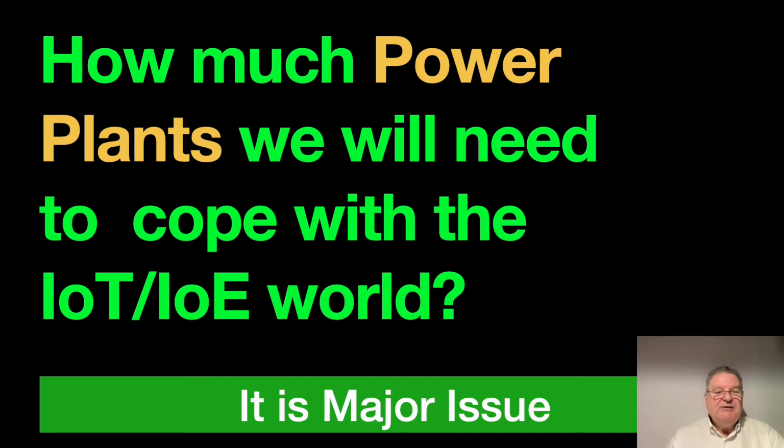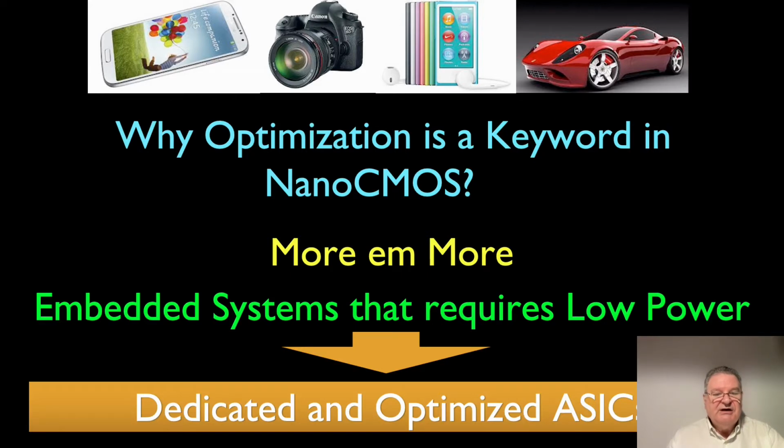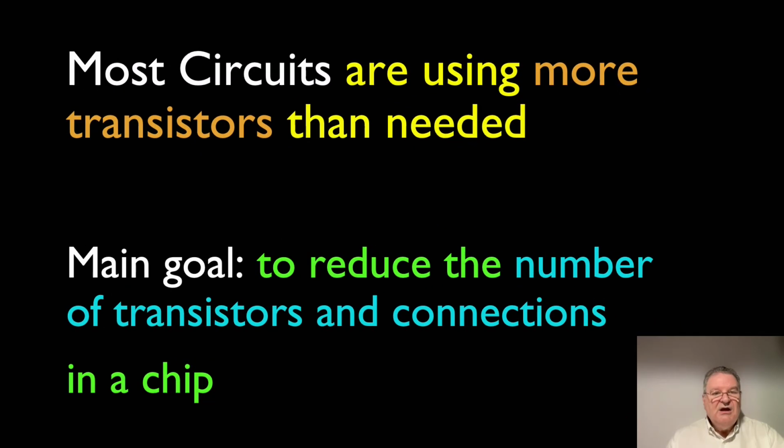And nowadays a major point is to do the optimization of all the implementation. This optimization should be done at all levels of abstraction. One reason that we can say optimization is a keyword in nano-CMOS is that more and more we need embedded systems that require low power. And the way to have low power is to have dedicated optimized ASICs. Nowadays we can find a lot of nice circuits that use many more transistors than needed. So the main goal in this work is to reduce the number of transistors and connections in a chip.